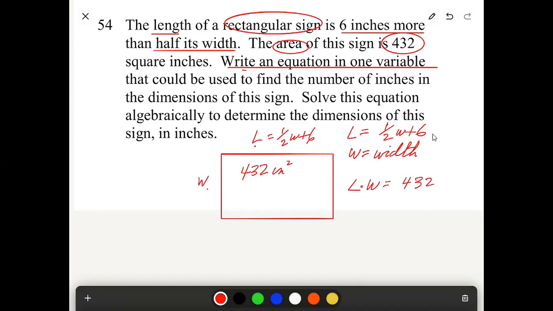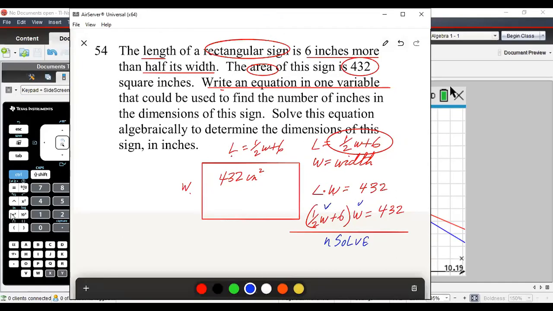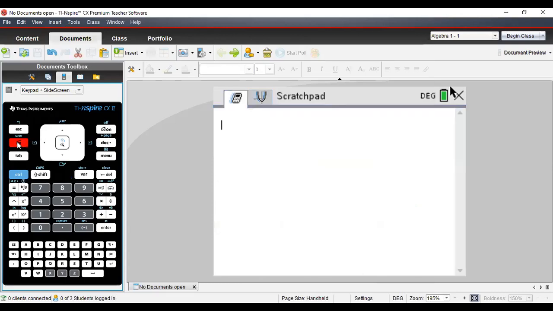Now, what we're going to do is, we know that W stands for width. We're going to substitute in for L. We're going to put in 1/2 W plus 6, and we're going to multiply that times W equals 432. Now, at this point, we got an equation, and it's in one variable. So we can solve this. So let's do that. So now all we have to do is go grab the calculator. And let's go here. We're going to go to the graph, and we're just going to use menu 31.